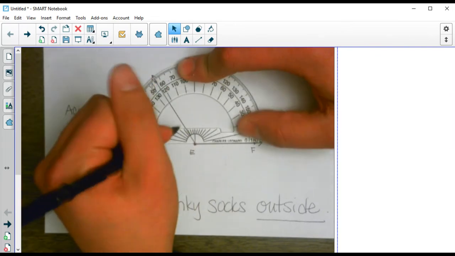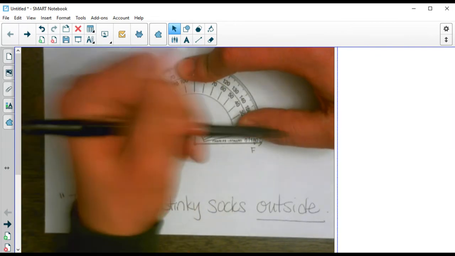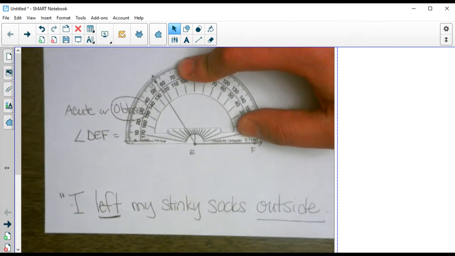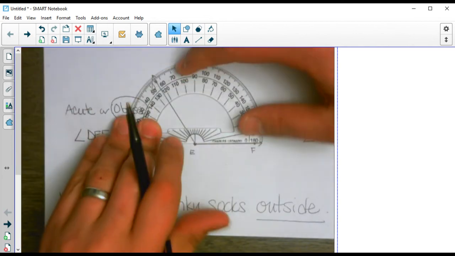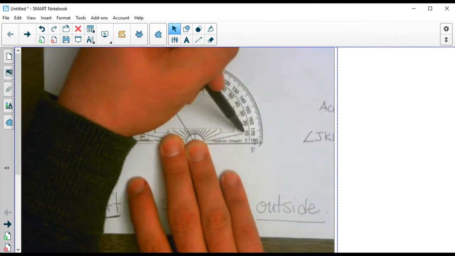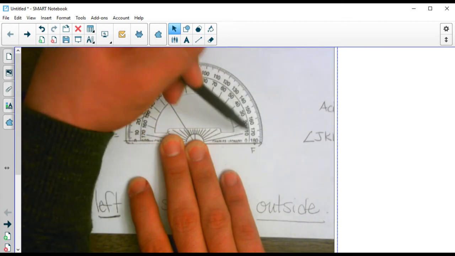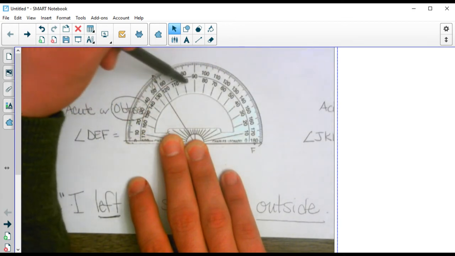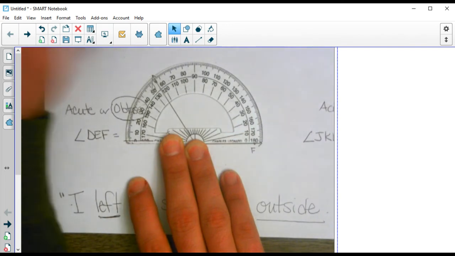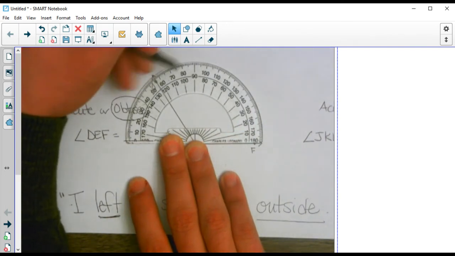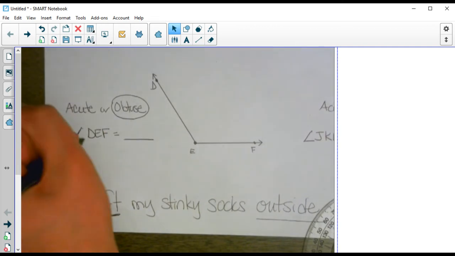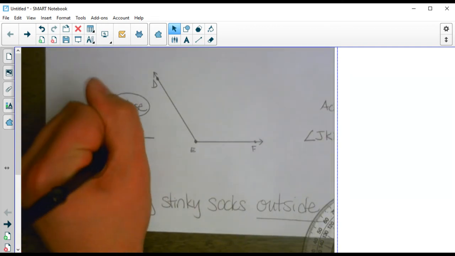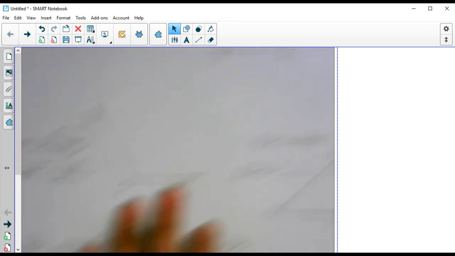Now, I look at my ray and it's pointing in the right direction. So it's going to be the opposite of "I left my stinky socks outside." If it's pointing in the right direction, I'm going to use my inner scale. So I'm going over here. I'm starting to count from this inner 10. 10, 20, 30, 40, 50, 60, 70, 80, 90, 100, 110, 120. I'm passing 120, not passing 130. So let's see, I go up here, 121, 122, 123, 124, 125. So the measurement of angle DEF equals 125 degrees. Let's do another one.